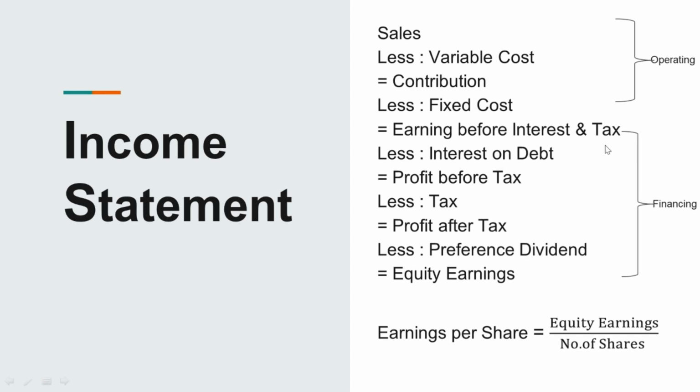So try to understand. After deducting interest from EBIT, we arrive at PBT. After deducting tax, we arrive at PAT, which is also known as net income or net profit. And after deducting preference dividend, we arrive at equity earnings. And at last, EPS, which is equity earnings divided by number of shares.